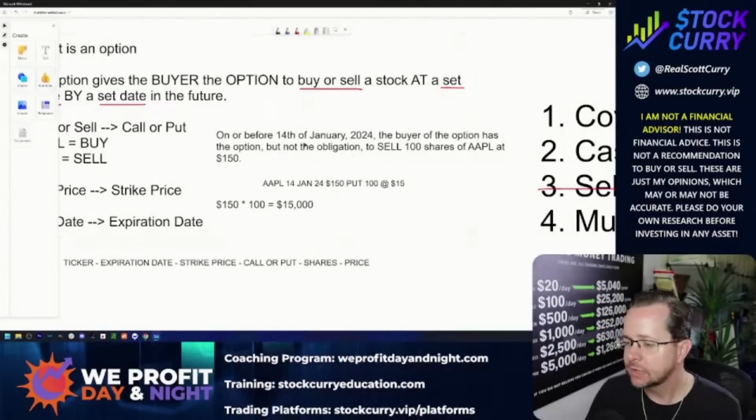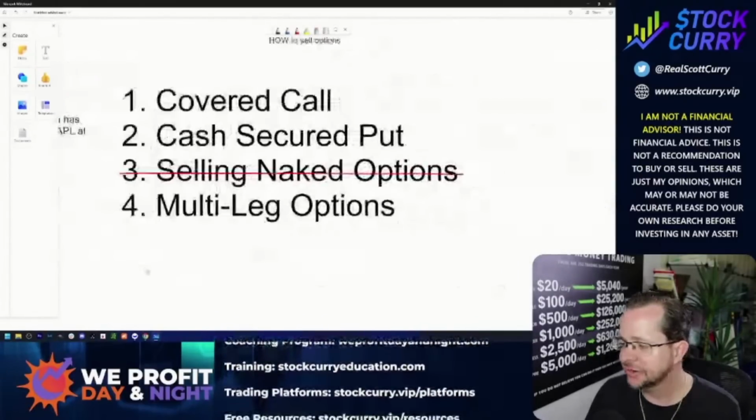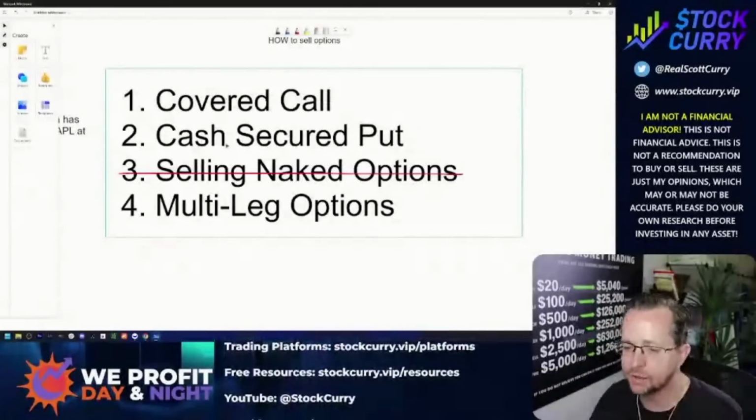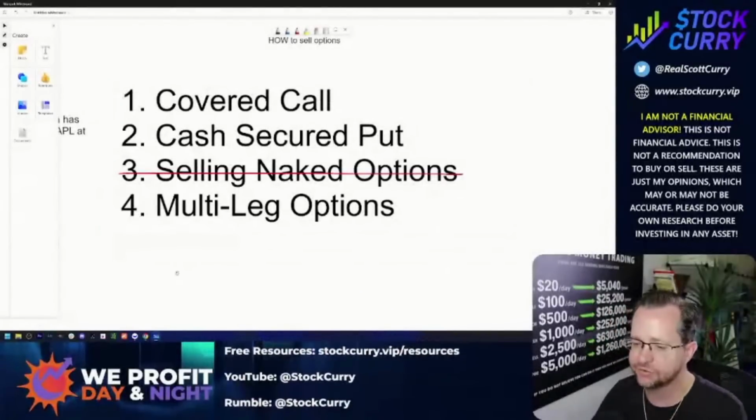Okay. It doesn't look like anybody has any questions. Before we get into multi-leg options, let's talk about the simpler covered calls and cash secured puts.